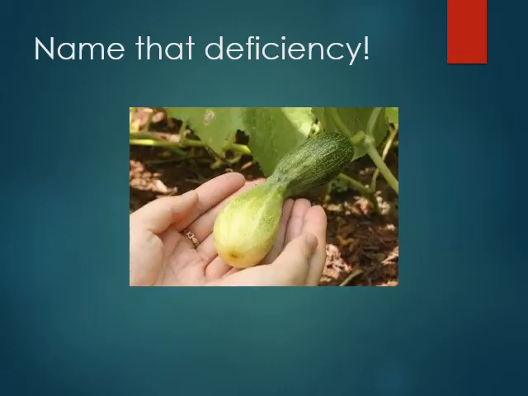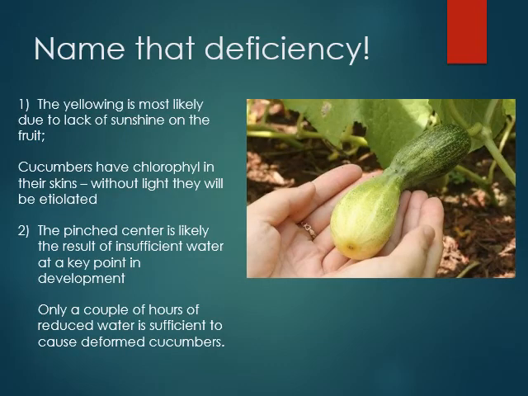Look at this little cucumber. What's going on with that? Well, there's a couple of things. Yellowing with fruit like cucumbers and zucchinis and some gourds, it's important to understand that a lot of them have chlorophyll in their skin, the outer epidermis. And if they don't see enough sunlight, the epidermis becomes etiolated. In other words, the chlorophyll disappears and they go yellow.